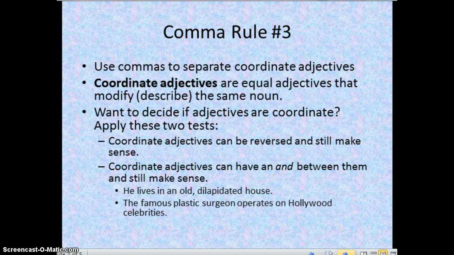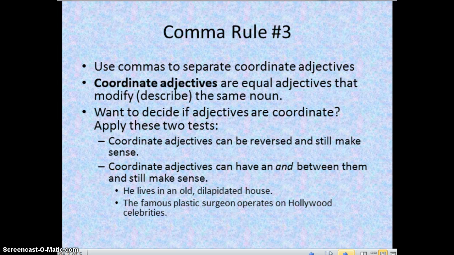Now, if you want to decide if adjectives are coordinate, you can apply these two tests. You can reverse the adjectives, and if the sentence still makes sense, then most likely they're coordinate. The next test is that you can put an and between the adjectives, and if the sentence still makes sense, chances are they are coordinate. Okay, I've given you two examples to try these tests on.